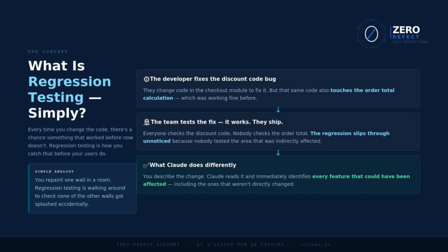That is a regression. The feature broke not because anyone touched it directly, but because something nearby changed. This is exactly what Claude is good at catching. You tell it what changed, it tells you what else that change could have touched.